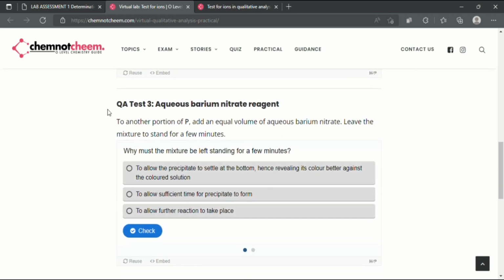And the last test is aqueous barium nitrate reagent. The question is, to another portion of P, add an equal volume of aqueous barium nitrate, leave the mixture to stand for a few minutes. Why must the mixture be left standing for a few minutes?